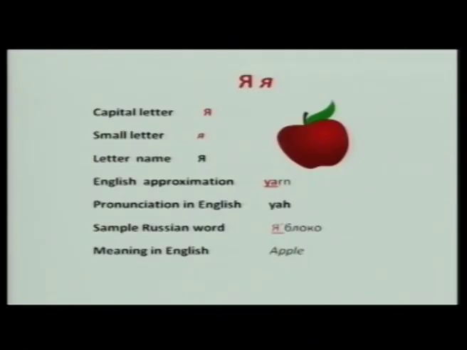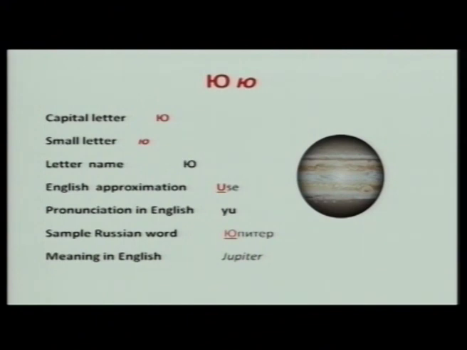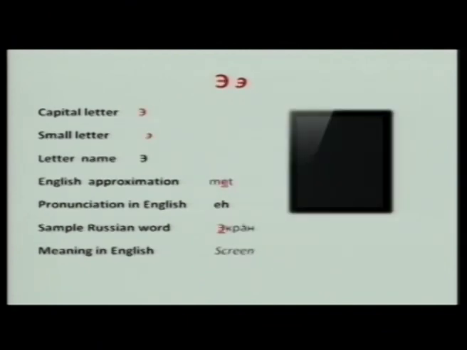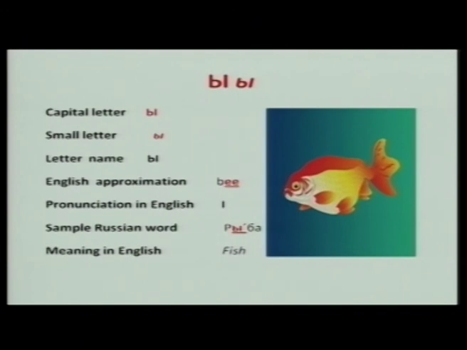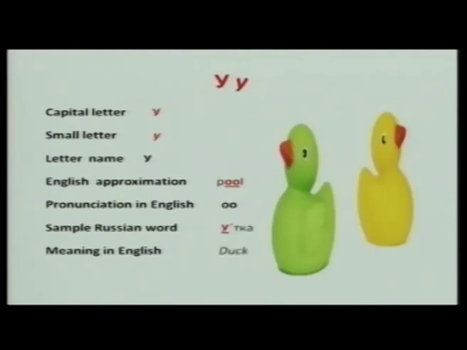Let us once again repeat all the vowels which we have done earlier. Ya, as in yarn. Yabloko, as in Russian we have used, means apple. Yu, as in use, and the Russian word we have used here is Jupiter, which means Jupiter. E, as in met, and ekran, which means screen. Y, as in bui, and in Russian we have used the word ryba, which means fish. U, as in pool, and in Russian we have used the word utka, which means duck.